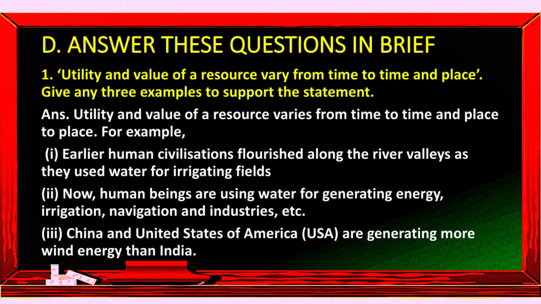For example, A. Earlier human civilizations flourished along the river valleys as they used water for irrigating fields. B. Now, human beings are using water for generating energy, irrigation, navigation and industries, etc. C. China and the United States of America, USA, are generating more wind energy than India.